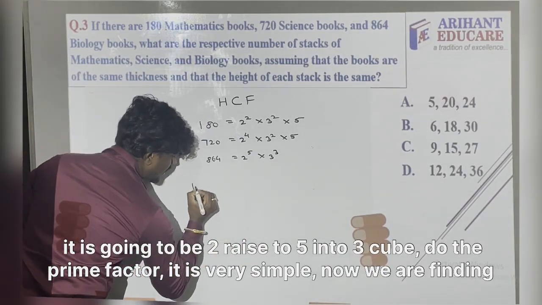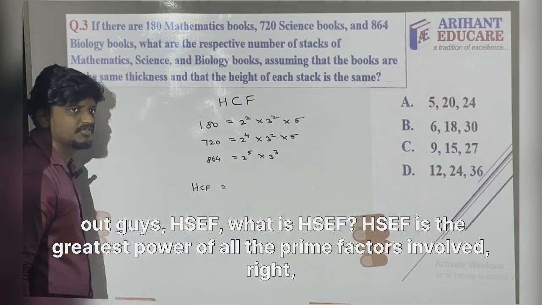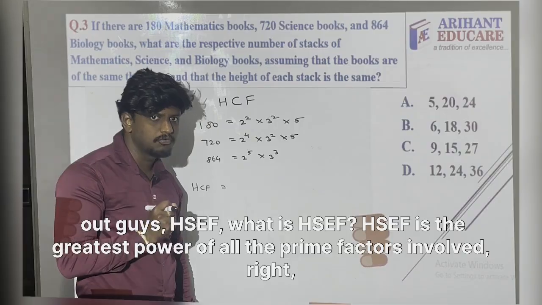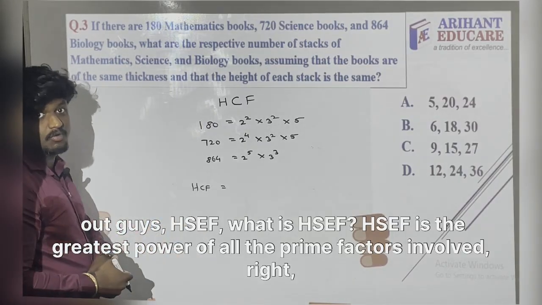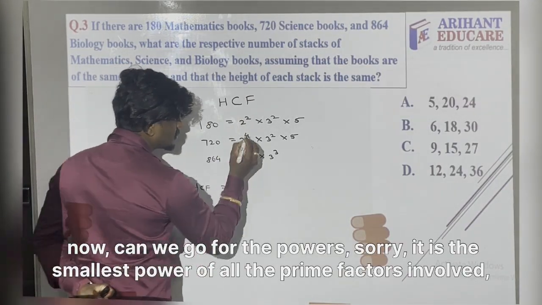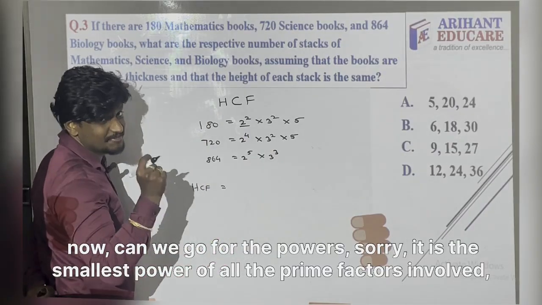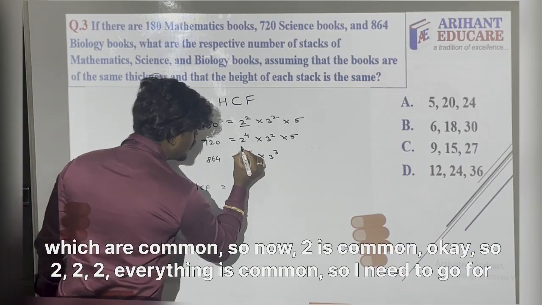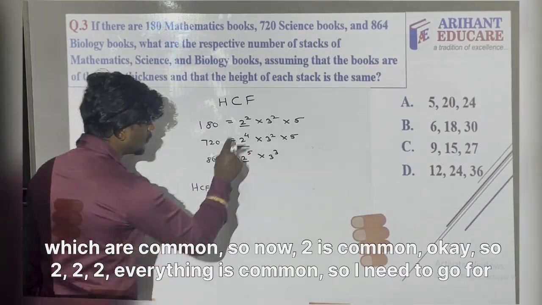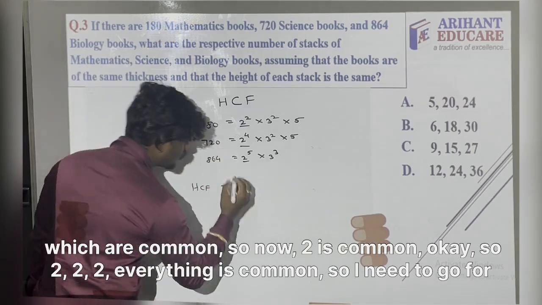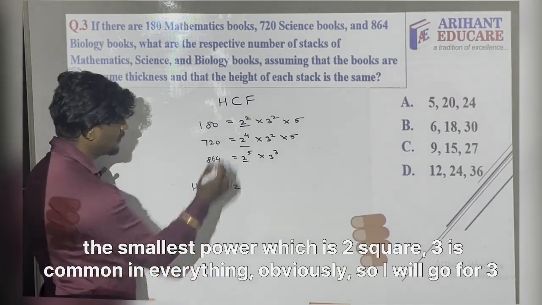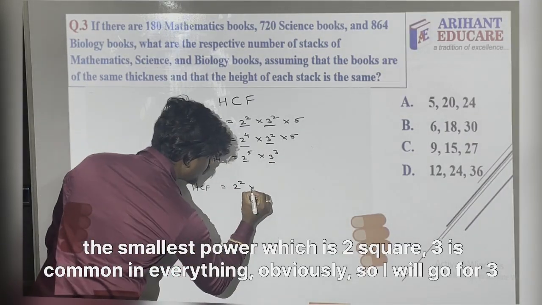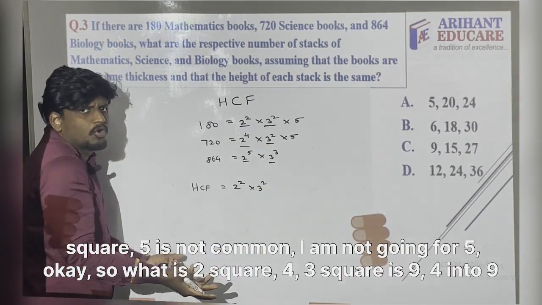Now we are finding out, guys, HCF. What is HCF? HCF is the greatest common factor. Now, when we go for the powers, it's the smallest power of all the prime factors involved, which are common. So now, 2 is common, okay? So 2, 2, 2, everything is common. So I need to go for the smallest power, which is 2 square. 3 is common in everything, obviously. So I'll go for 3 square. 5 is not common, I'm not going for 5.